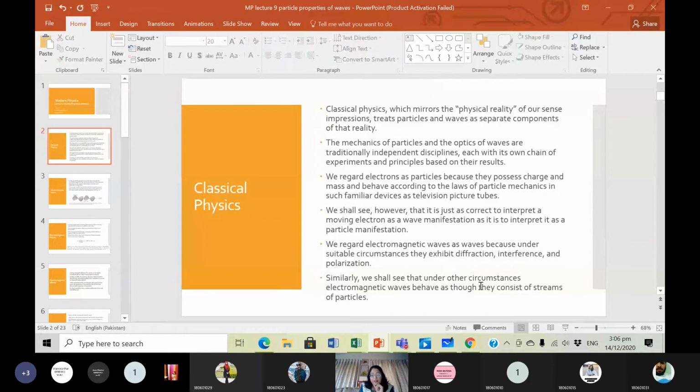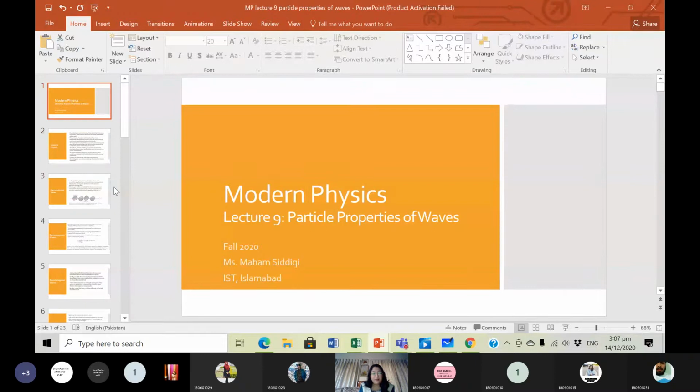Similarly, we see that under some circumstances, electromagnetic waves behave as though they consist of a stream of particles. So what we're saying here is that diffraction, interference, and polarization are properties of electromagnetic waves, but we will see in this chapter that under certain circumstances, electromagnetic waves can behave as though they consist of particles as well. So that is the particle property of waves.